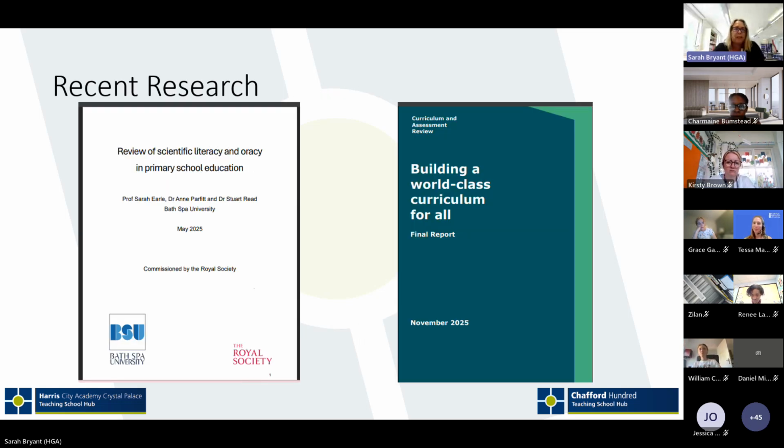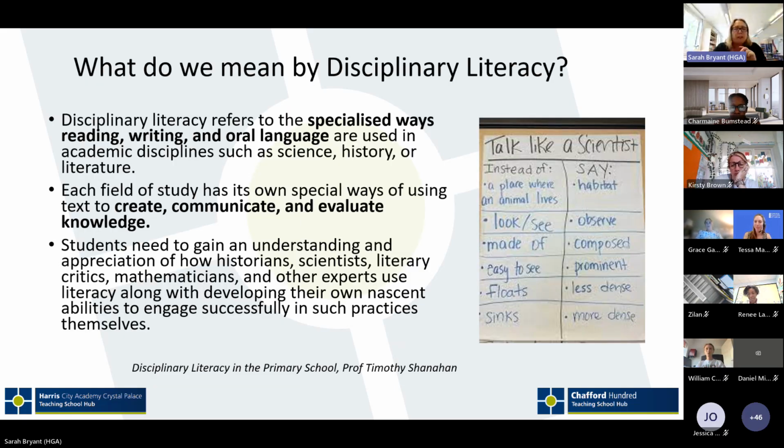So there's been 2 big pieces of research out in the last year. So we had the review of scientific literacy and oracy in the primary school education. And we've also had building a world-class curriculum for all. These are things that I'm going to be tapping into. Again, all the links are there. They're really informative documents, but it has really pushed forward the oracy element in particular of scientific literacy. So really important stepping stones and stepping forward.